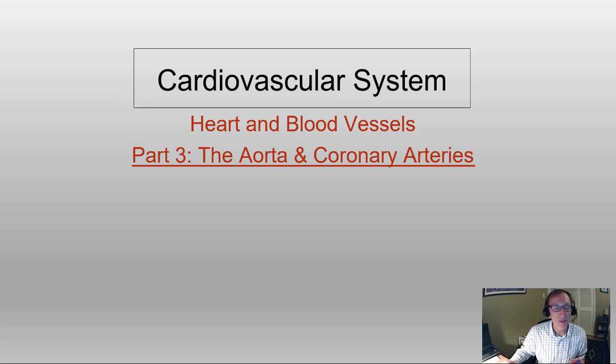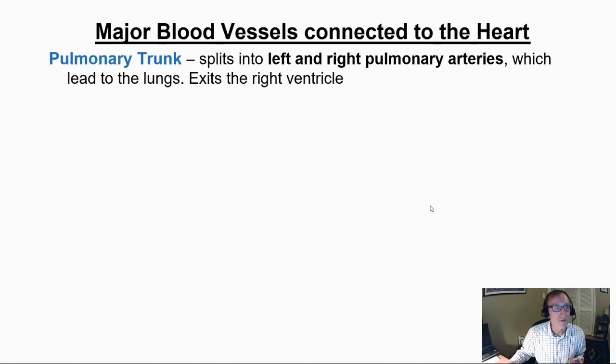So anyways, this is part 3, and this should be pretty short. We're going to talk about the aorta and coronary arteries. So most of the things on this page you've already seen. So major blood vessels connected to the heart.